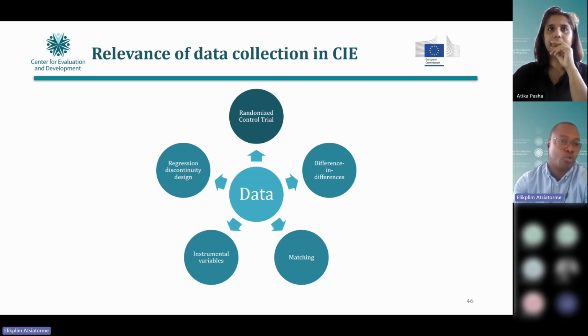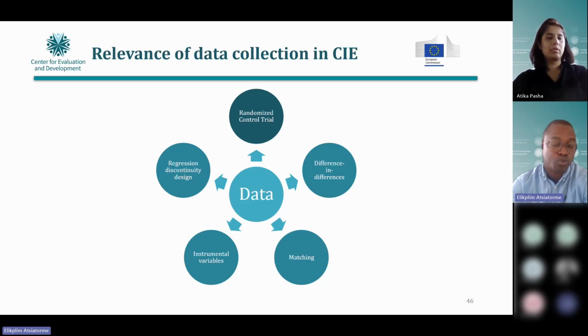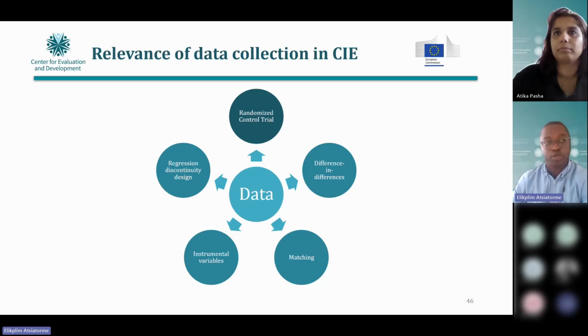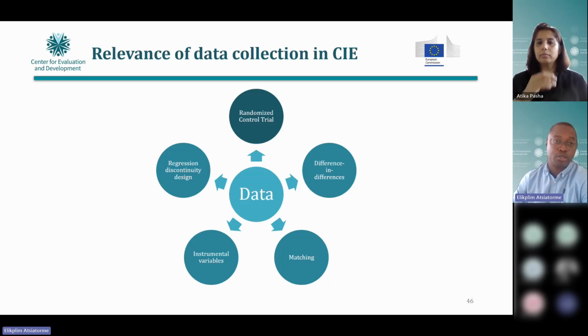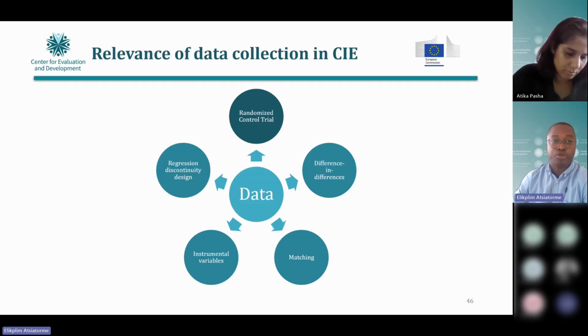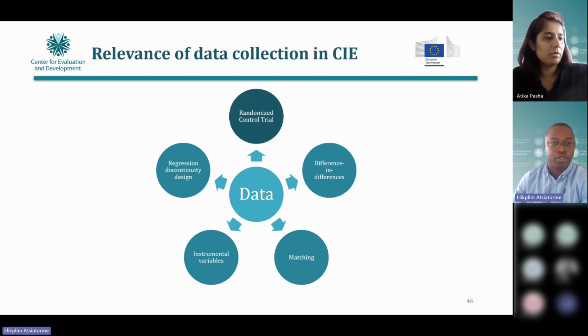Data will influence your counterfactual impact evaluations in different ways. One way it could influence them is your decision as to what methodology to use, because the data available will tell you whether you can do a matching or a difference in difference, or whether you can do an RCT. This is highly dependent on the data that you have.